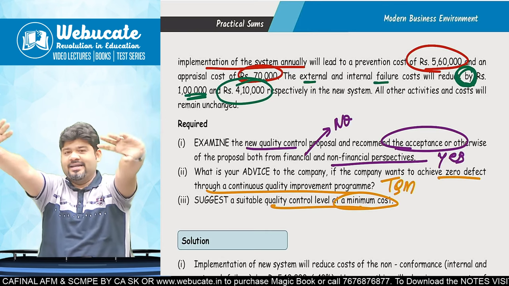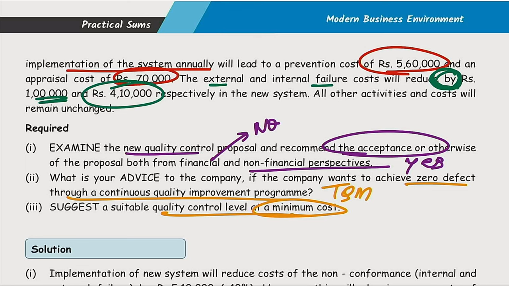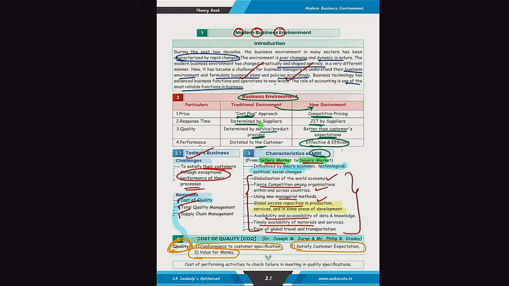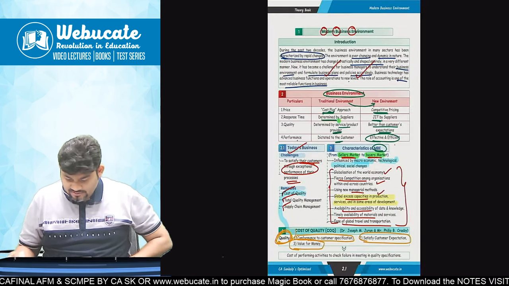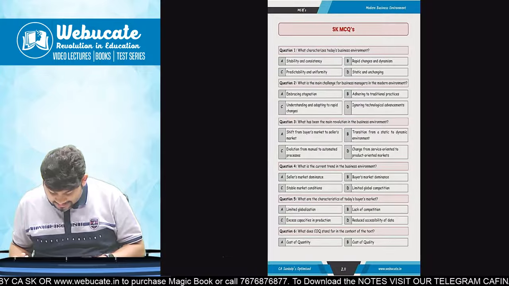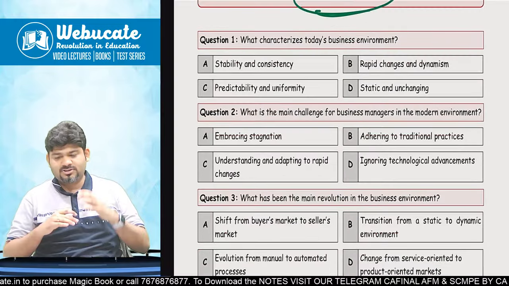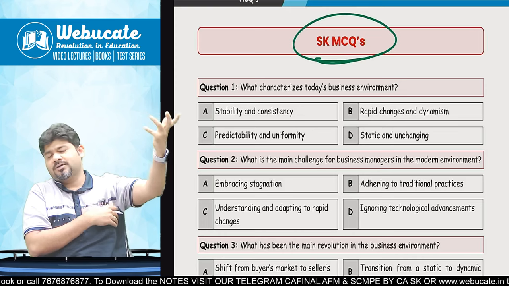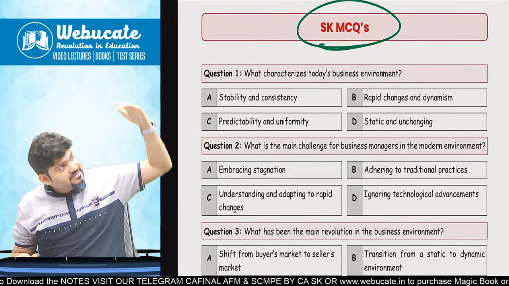Theory thoroughly done. Now we will come quickly to our MCQ book and try to solve the first 25 MCQs. And now we'll be able to solve the MCQs in a very, very quick manner because we have done the theory concept so thoroughly. So please open your MCQs. In that, we will start with the SK MCQs. Because ICA MCQs are very separately spread out. As in, there will be a question on strategy, supply chain management, then TQM, then cost of quality, and everything will be jumbled up. But here in our SK MCQs, everything is as per the concept.